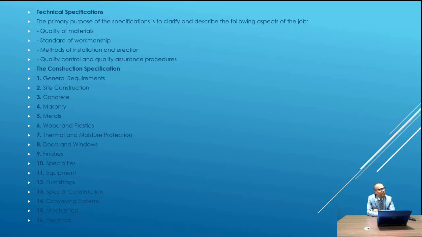Technical specification تشمل الكواليتي ماتيريال والستاندرد workmanship والميثود of installation and erection والquality control and the quality assurance procedure. The construction specification تشمل general requirement, site construction, concrete, masonry, metals, woods and plastic, thermal and moisture protection, doors and windows, finish, equipment, special construction, combined system, mechanical, electrical.